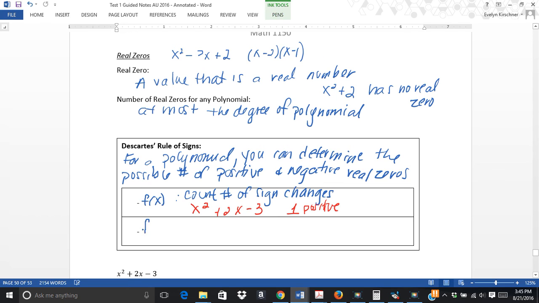For negative, I look at f of negative x, and I plug it in. I'm going to use the same equation again. So I have negative x squared plus 2 times negative x minus 3. So I have x squared minus 2x minus 3. And again, it's positive, it changes once to negative. It doesn't change again. So I have at most one negative real zero. And if you were to actually factor it, you would see that it factors to x plus 3, x minus 1. And I have one negative and one positive real zero.